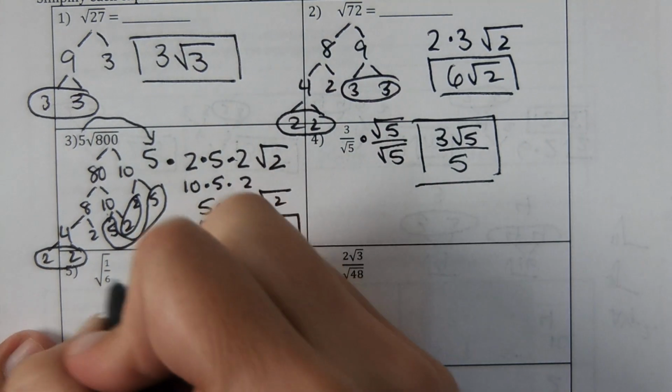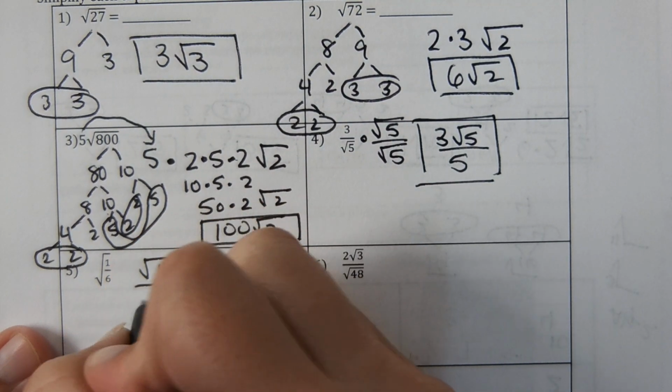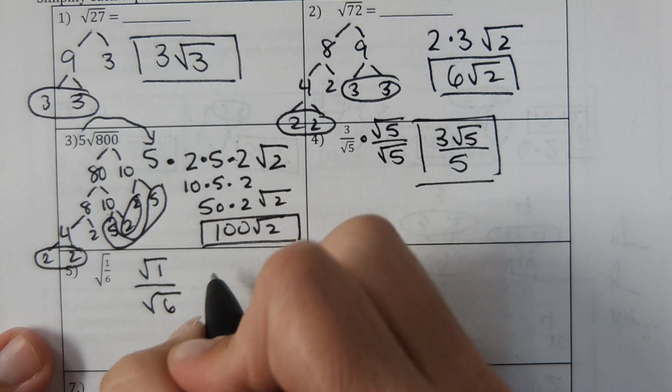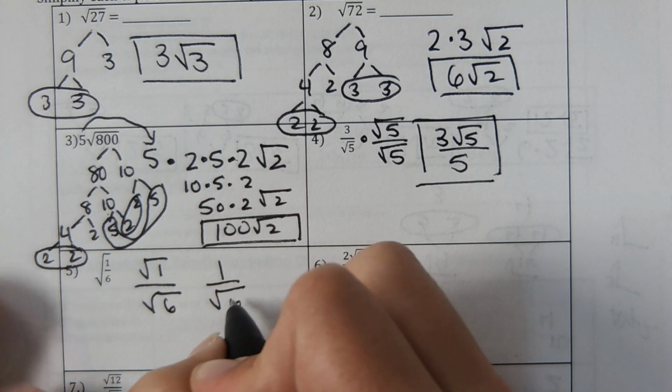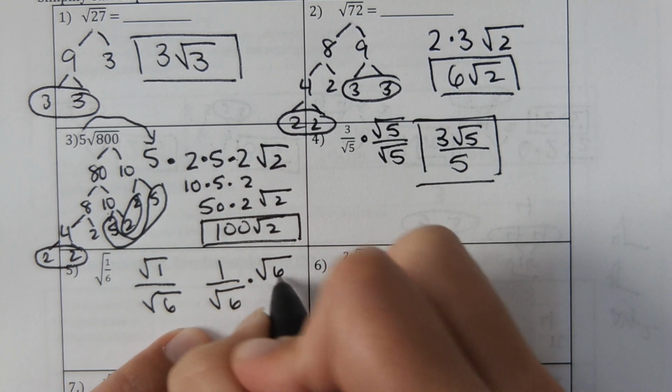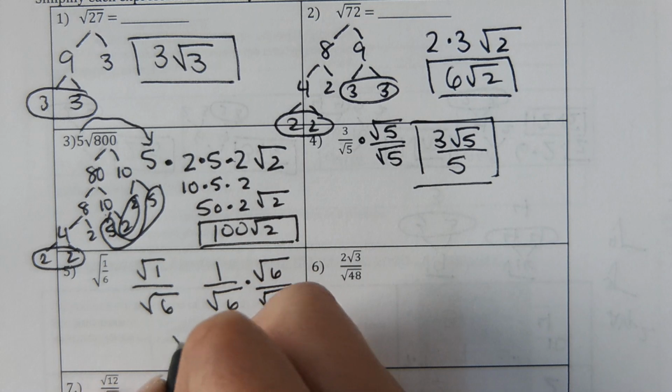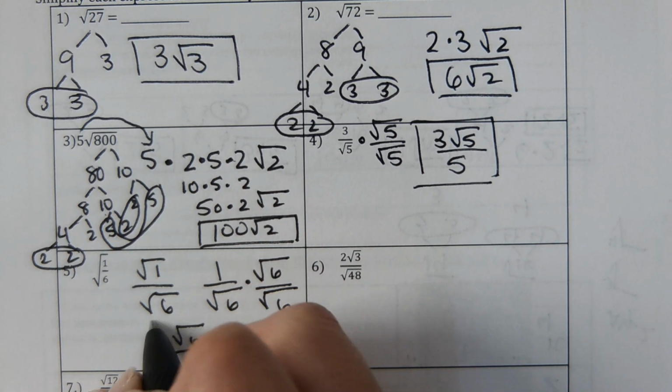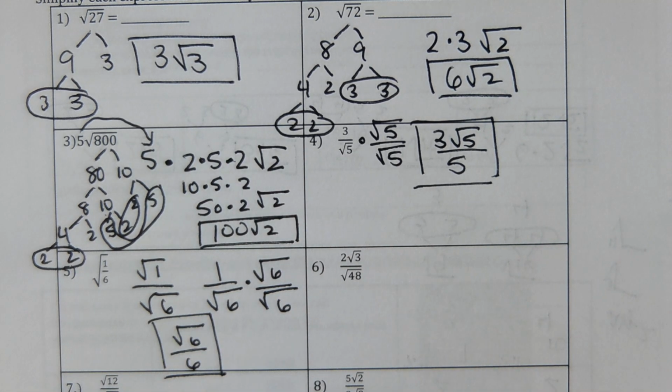Okay, number 5, we have square root of 1 over square root of 6. This would just be 1 over square root of 6, but we can't leave that as a denominator. So we multiply like this, and we get square root of 6 over 6, and you can't do anything more, that is all.